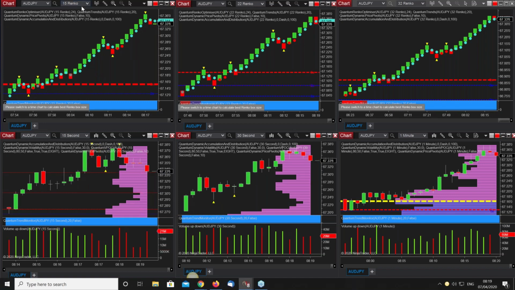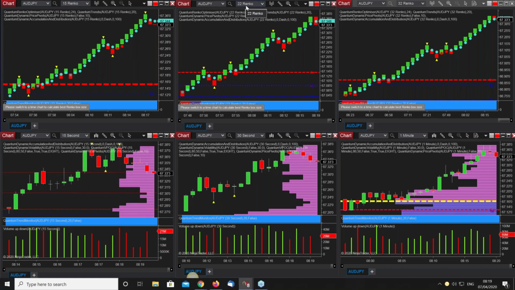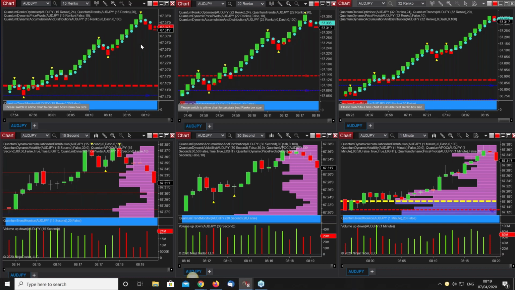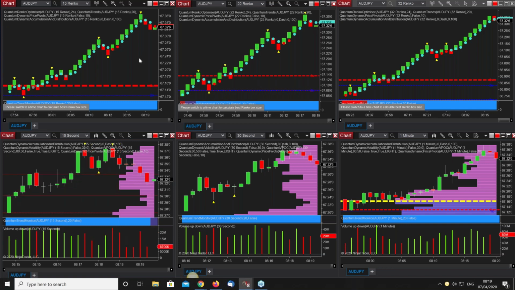So this Renko is running on a 15-second. This one's running on 30. This one's running on a minute. It's a perfect combination. It's a perfect way to trade, where you've got the blend of a non-time-based chart, which is the Renko, with your time-based chart. It smooths everything out. Use it in conjunction with the trend dots and the trend monitor. It's just a fabulous way to trade.